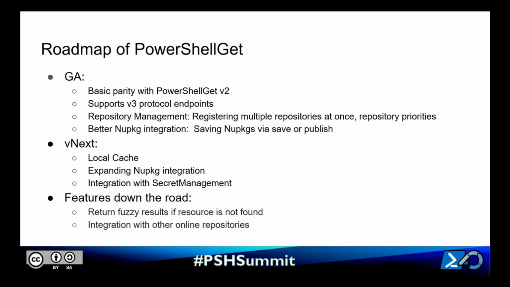I just wanted to spend a few minutes to talk about the roadmap of PowerShellGet. So we're currently working on getting a solid preview release into PowerShell, and then our GA after that, which is on the horizon. And that'll include basic parity with PowerShellGet v2, supporting v3 protocol endpoints, better repository management, better NuGet integration, but most importantly, just a more streamlined experience all around.